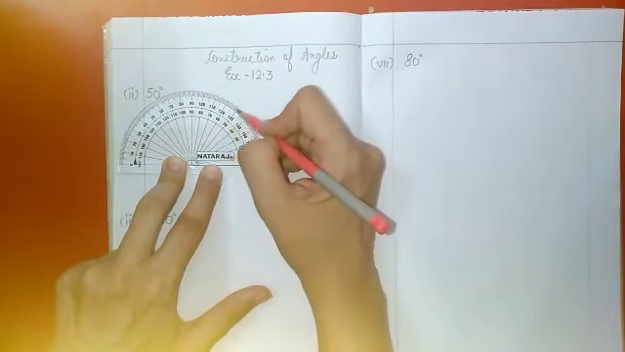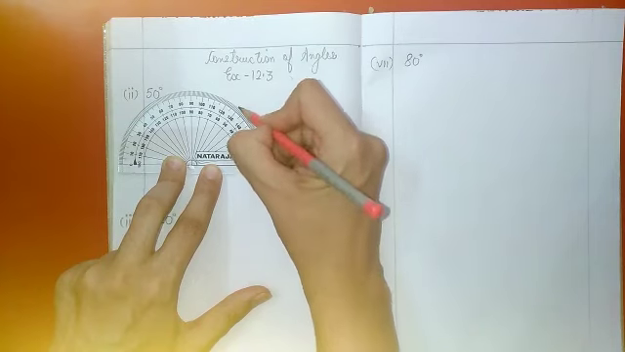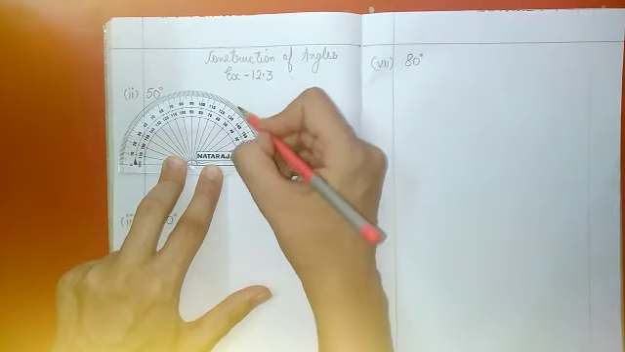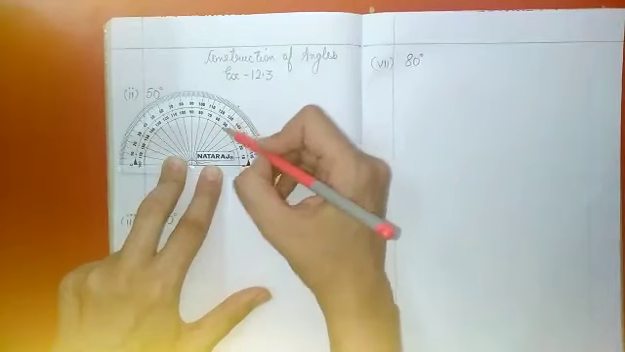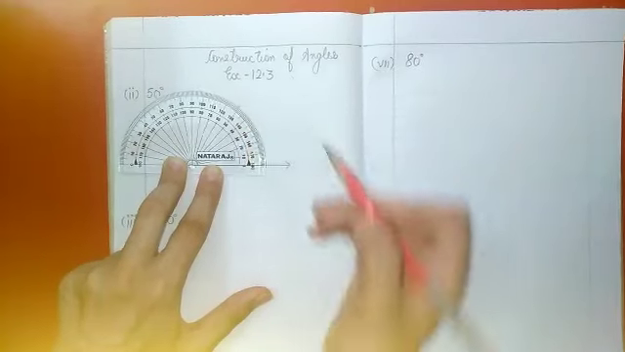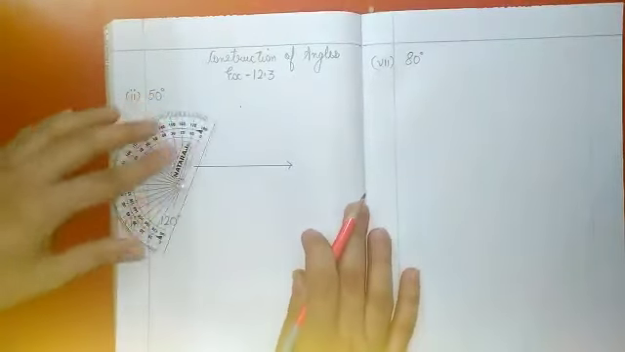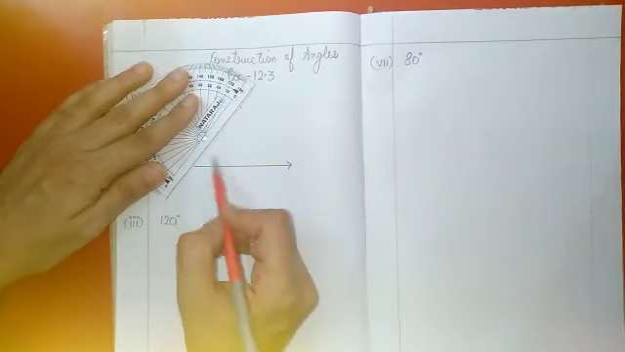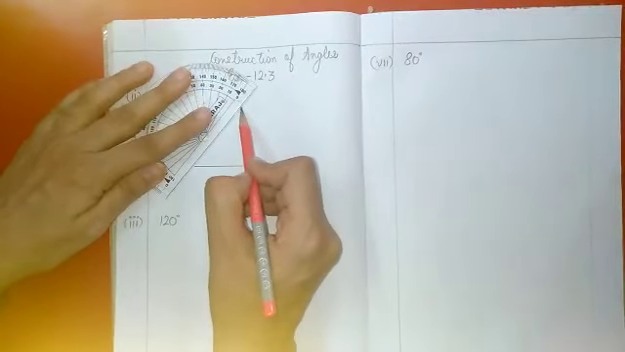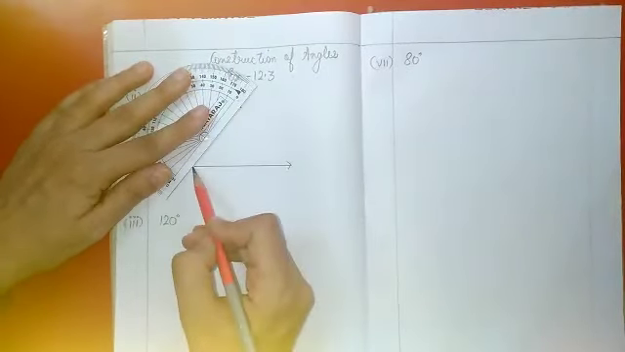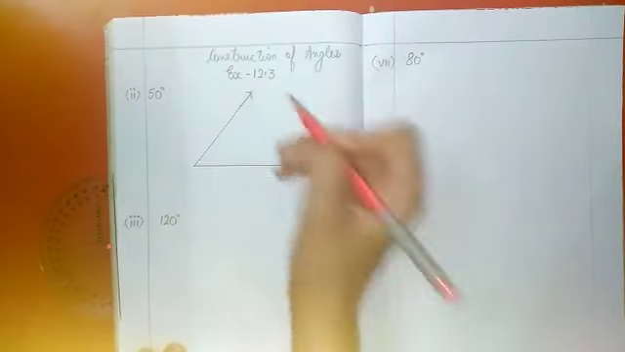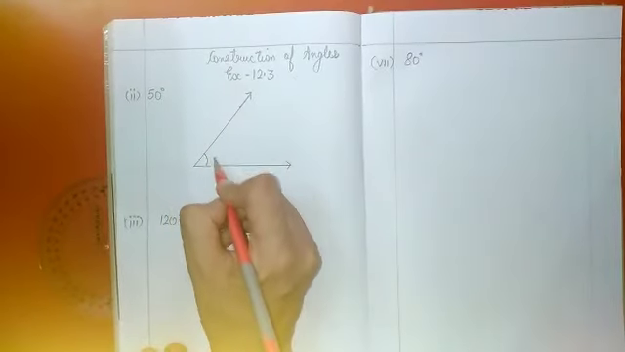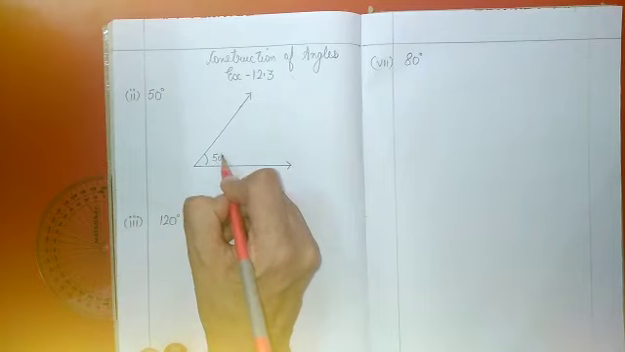Exactly in front of 50 degree, I am going to put a mark. This mark shows that this is my 50-degree angle. Let's remove the protractor, and afterwards I'm going to join this point with the initial point of my ray. So let's join it. Let's give it an arrow, and this is my 50-degree angle.